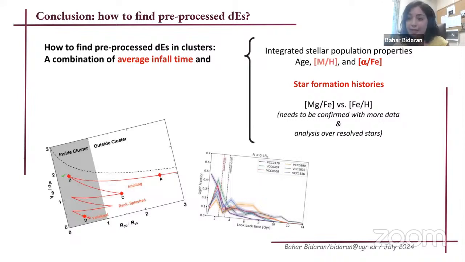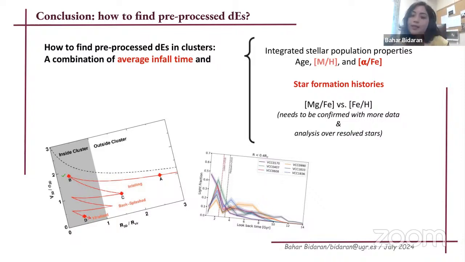Before I jump to the detailed conclusion, I just wanted to mention that this talk was about pre-processing. As an observer, finding pre-processed galaxies has always been a challenge because we cannot track the galaxies. But now with the infall time, and hopefully if I could convince you, by combining the infall time information from the phase space diagram with the stellar population properties, particularly alpha over Fe, star formation histories in different parts of the galaxy, and the Mg over Fe versus Fe over H, we can find pre-processed galaxies. We can remove them from our general trends, or we can particularly focus on them.